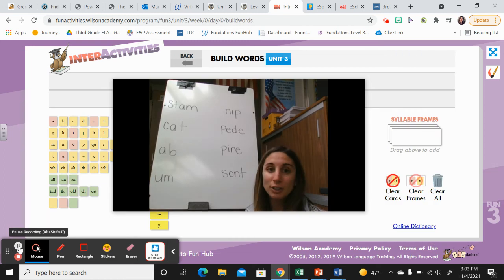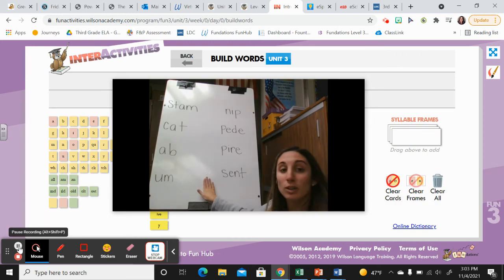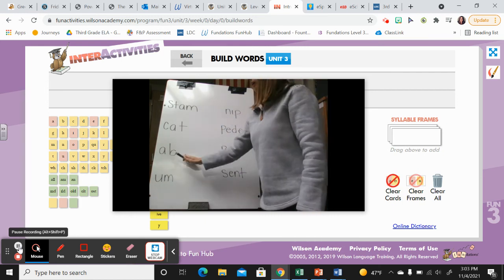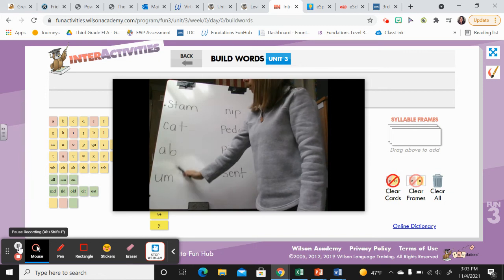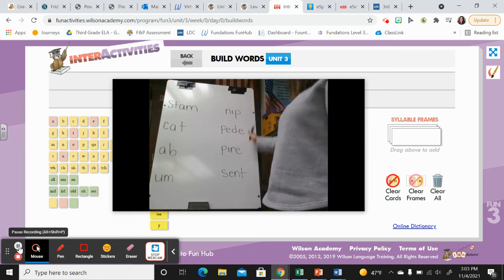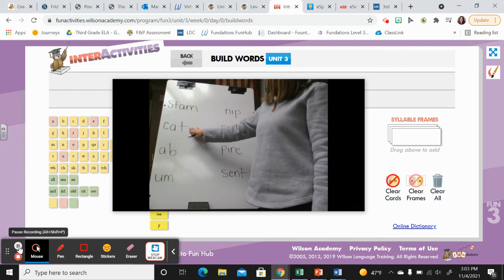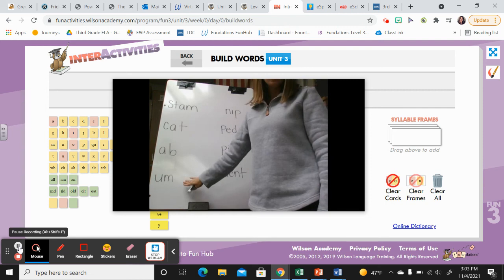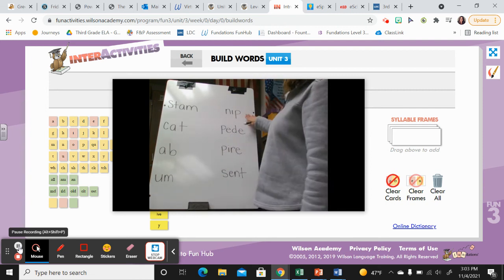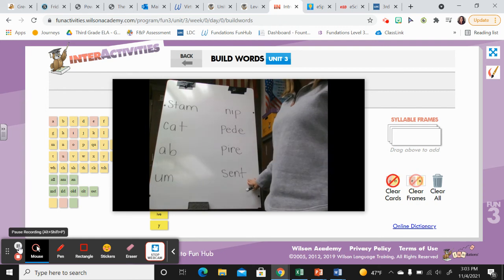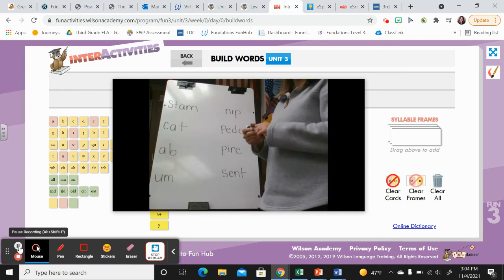Okay, before we take our Unit 3 assessment, I want you to take a look at this board behind me. I have syllable parts, the beginning syllable on the left side and the ending syllable on the right side, and we're going to match. So we have stam, cat, ab, and ump over here, and we have nip, pede, pire, and sent. Who knows what we're going to draw?